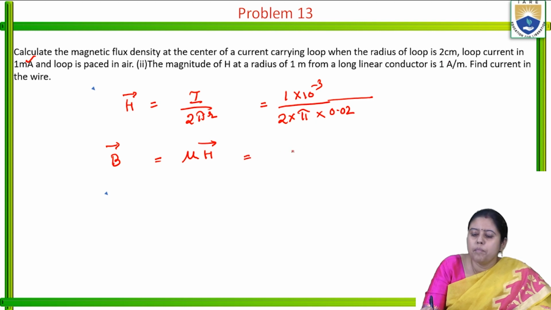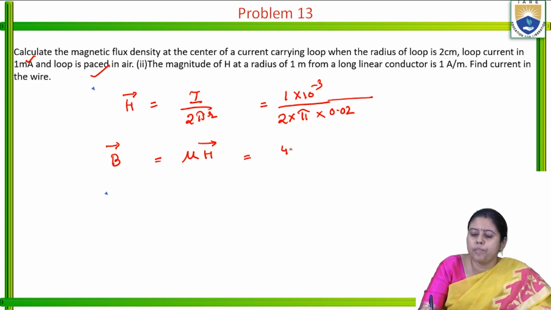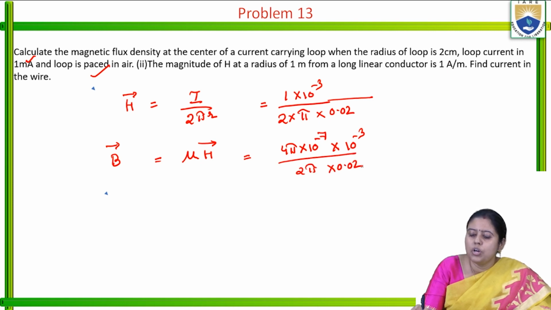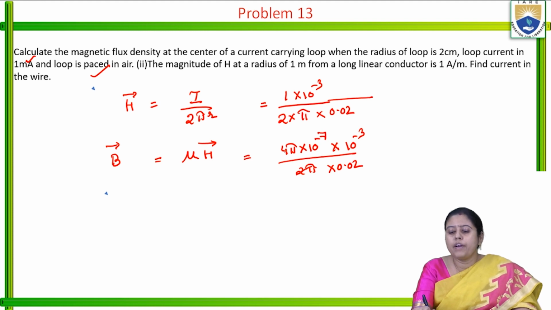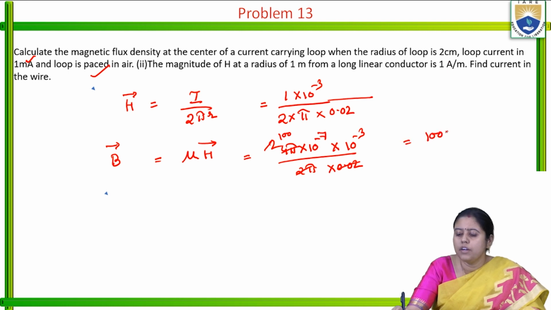What is mu? Mu, it is placed in the air. So it is 4 pi into 10 to the power minus 7 into 10 to the power minus 3 by 2 pi into 0.02. So if we put the value, 2 pi is 2. So this value is 100. So it is 100 into 10 to the power minus 7.